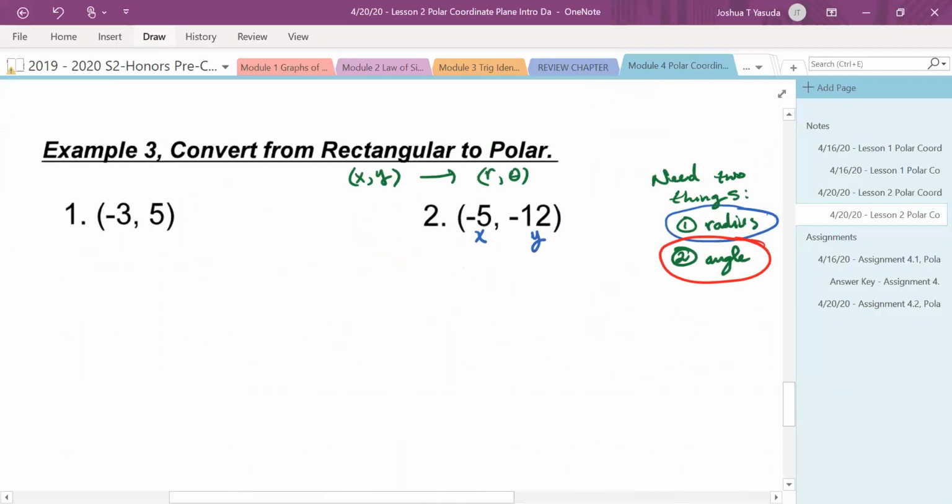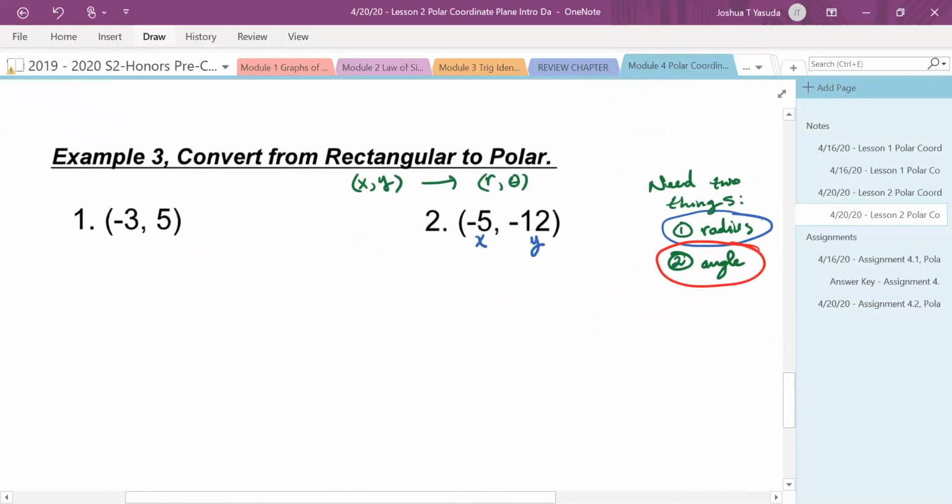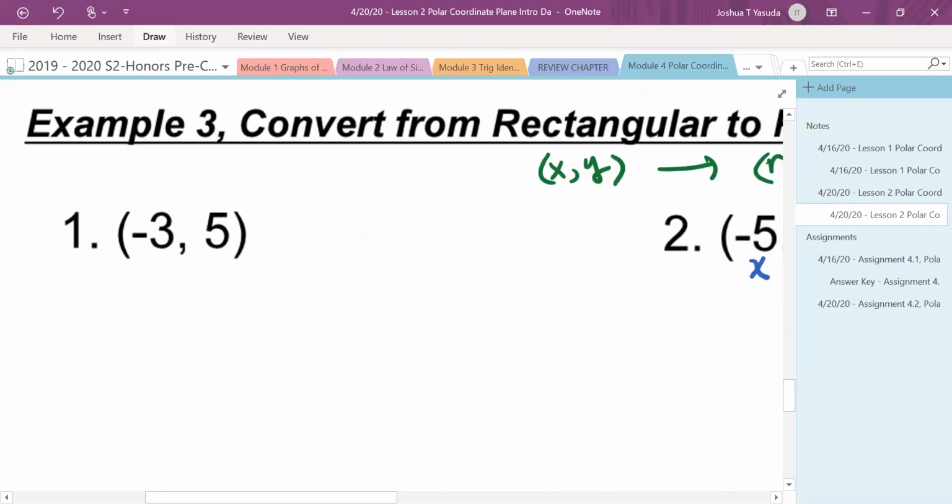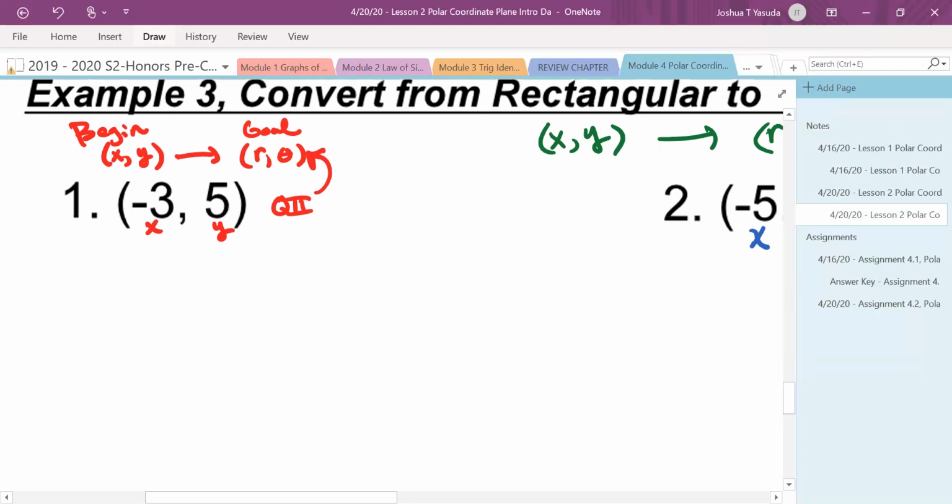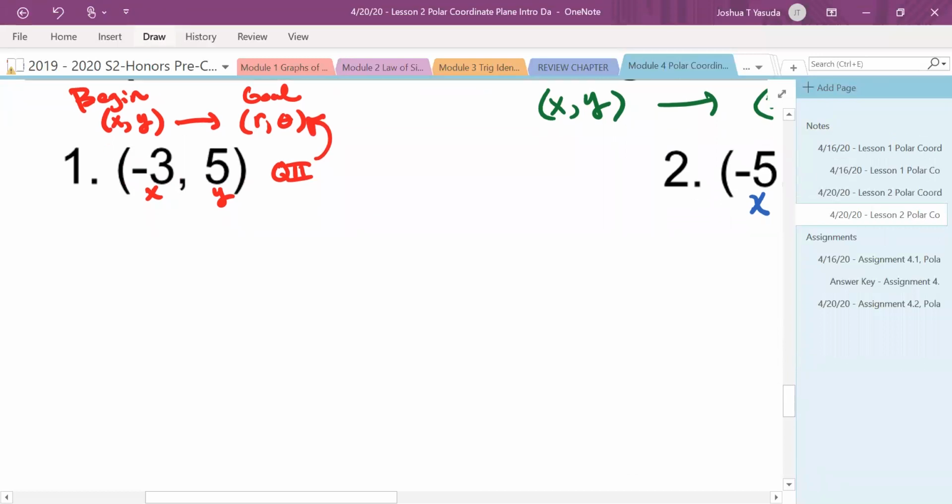So here we go. All right, so let's plot one. We have the point -3, 5, and we're trying to go from rectangular to polar, r comma theta. So this is the goal. This is where we begin. Just to make sure everybody's clear, this is in quadrant 2, right? If this is x and this is y, over 3 to the left and up 5, that's quadrant 2. We want to make sure that our polar point is also in quadrant 2.